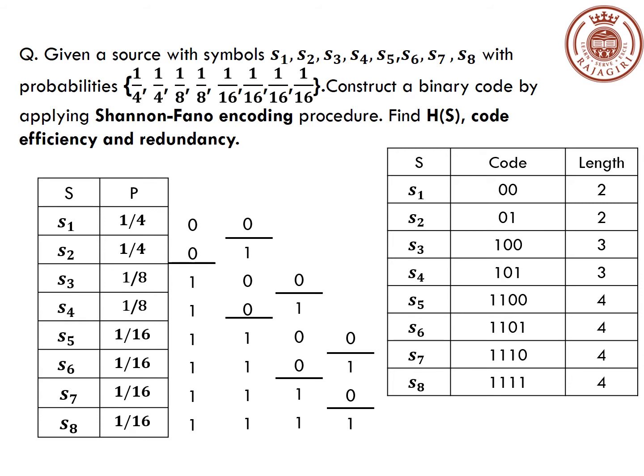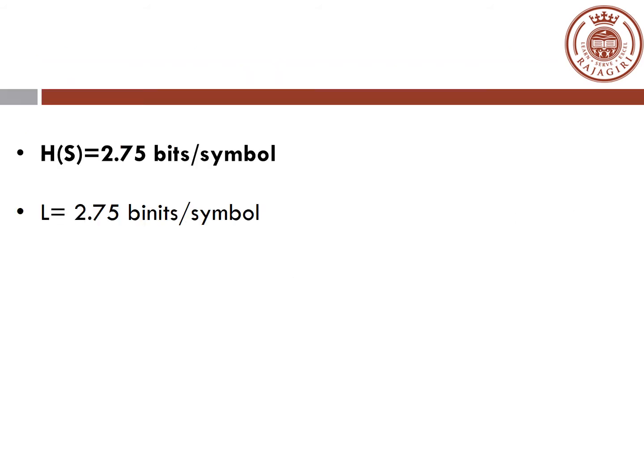Here you can see that you have 8 symbols and their code lengths are also given. Here also you are asked to find H(S), the entropy of the source, the code efficiency, and redundancy. Code efficiency, you have seen it. Now the values of H(S) and L are given. So please do the calculations and verify whether this is the same answer that you've got. So the eta C is H(S) by L, which I get as 100%, and the redundancy is 0.